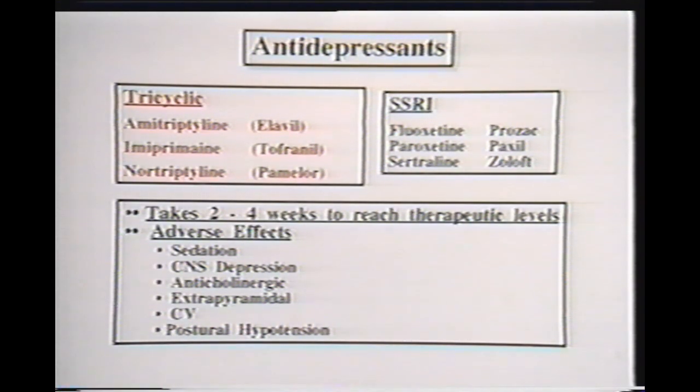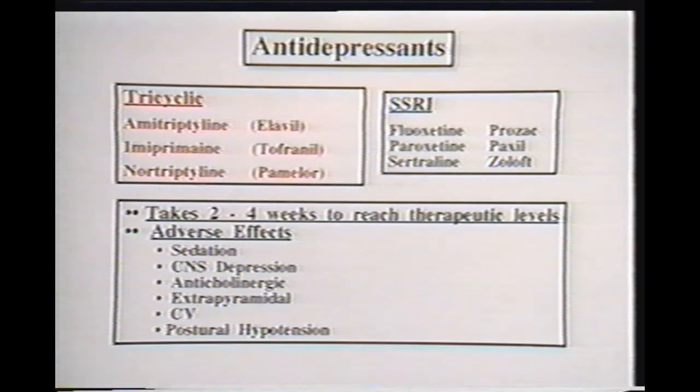Adverse effects are central nervous system effects. So we get all that central nervous sedation. We get anticholinergic effects that we talked about being typical of your psych medications, and to some extent you can get some of the extrapyramidal, some of the Parkinsonian type symptoms.